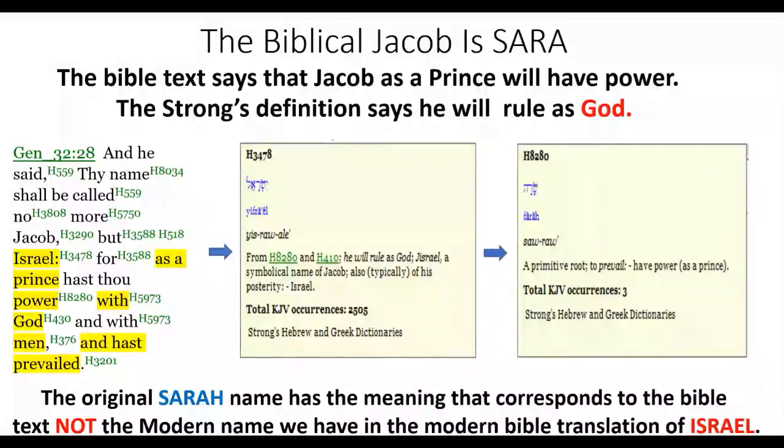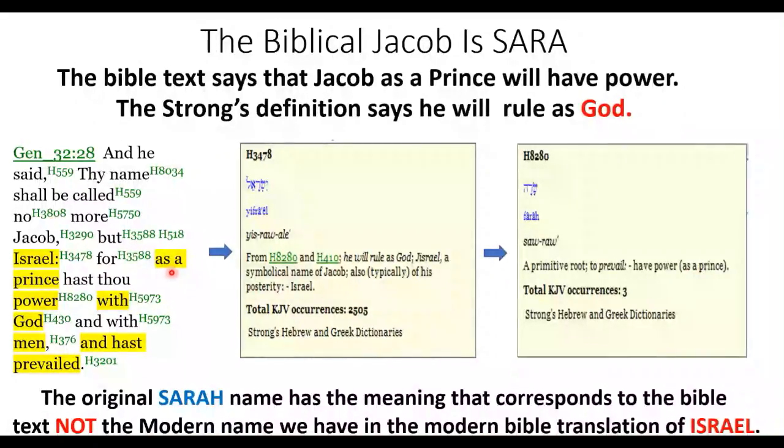So where we look at this again, the Bible texts say that Jacob as a prince will have power, and the Strong's Dictionary says he will rule as God. It also says on the side right there, as a prince has power with God and men and has prevailed. And when you look over here where Yisrael or Israel is, it says he will rule as a God. And on the right side, it says the primitive root, which means the original, is to prevail or have power as a prince.